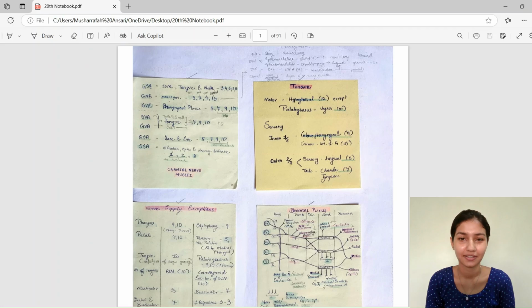Hello everyone. Today I'm going to show you my 20th notebook and how I created it. When I was revising, I would come across certain things that appeared important to me, at the same time confusing or volatile. I used to note it down on a page or at the end of the notebook itself. And later, when I had completed that subject, I would make flashcards out of it.